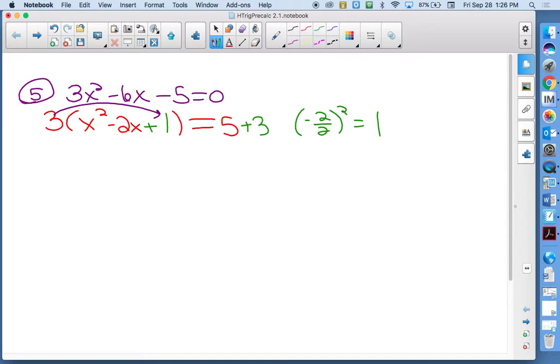All right, so the next step would be then to factor. The whole goal of completing the square is so that we can have a quantity squared, and x squared minus 2x plus 1 factors as x minus 1 times x minus 1, or just x minus 1 squared. And then it's equal to 8.